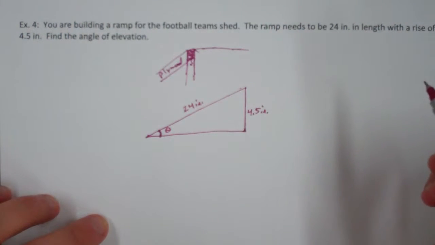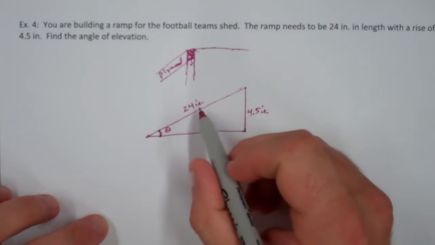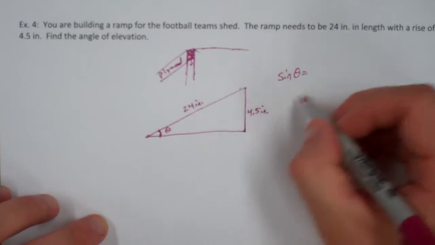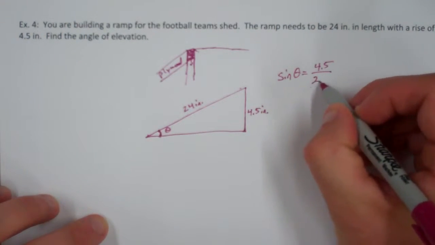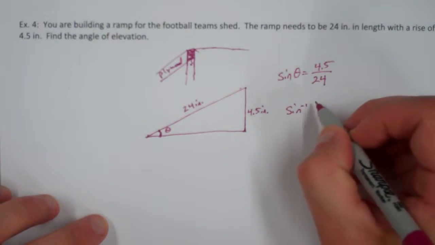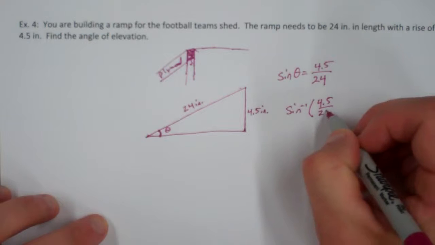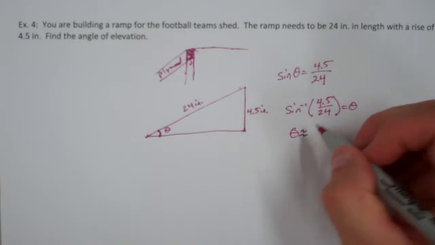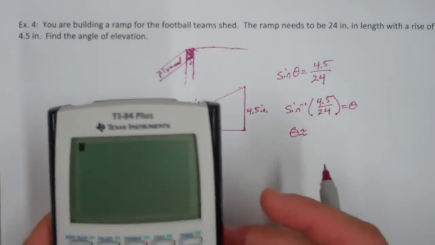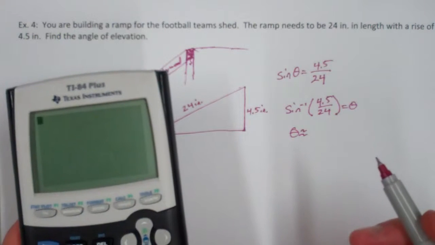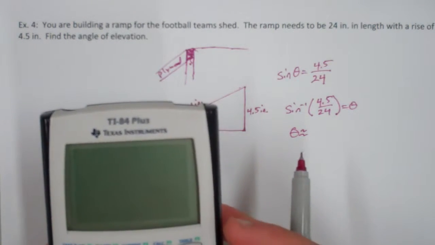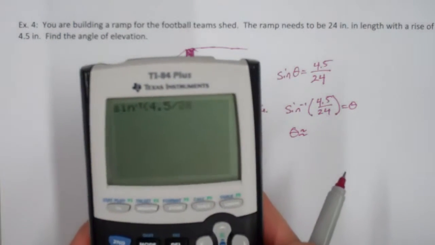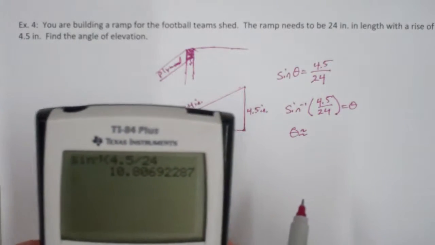If we want to look at this angle theta here, we've got opposite and hypotenuse, so we can set this up as the sine of theta is equal to opposite over hypotenuse. Remember, we need to do the inverse sine, so we'll do the inverse sine of 4.5 over 24, and that should give us our angle measure. We're going to do this in degrees. When I'm doing woodworking like this, I don't do it in radians. That's kind of silly. Most everything is done in degrees for those types of applications. So we'll do 4.5 divided by 24, and that gives us about 10.8.